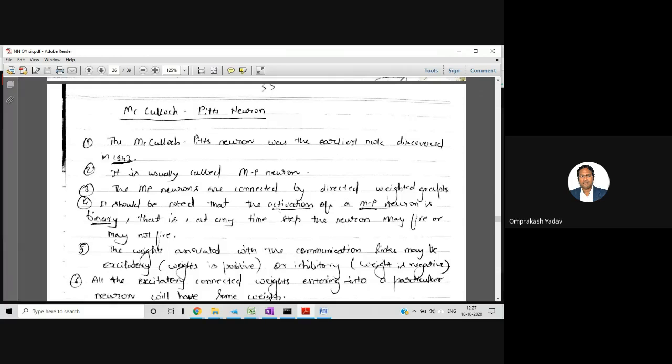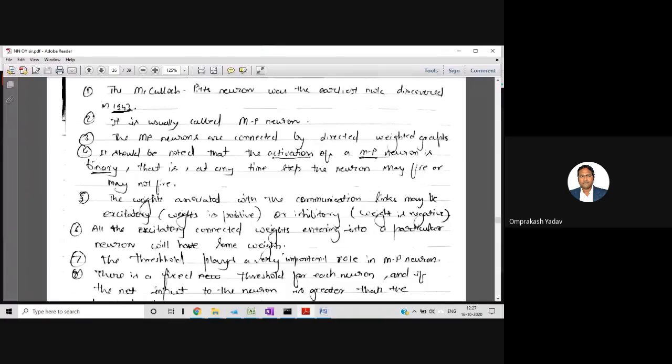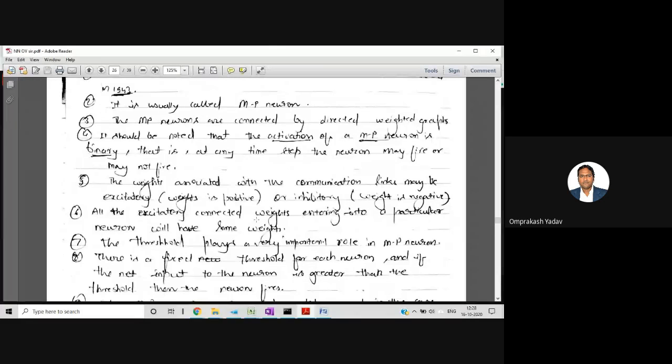The weights associated with the communication links may be excitatory weights, which are positive, or inhibitory weights, which are negative. So both kinds of signal can be there. If it is an excitatory signal, the weight will be positive, like +1. If it is an inhibitory signal, then the weight will be negative. All the excitatory weights entering a particular neuron will have the same weight. So this is one thing.